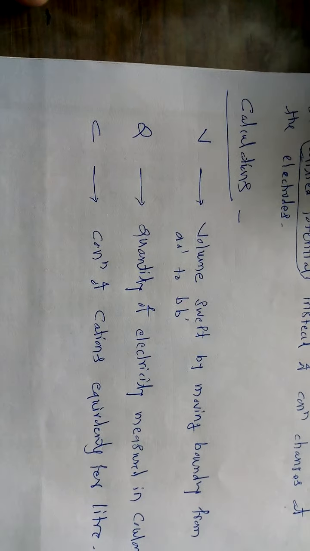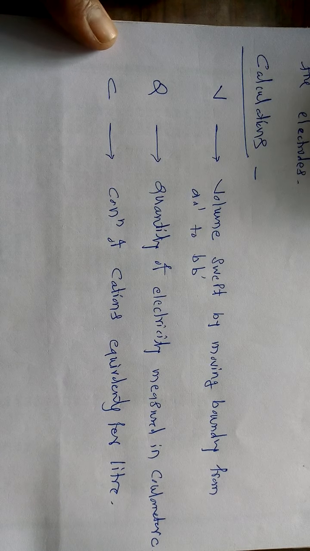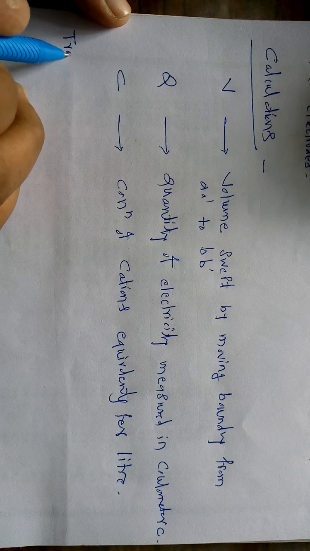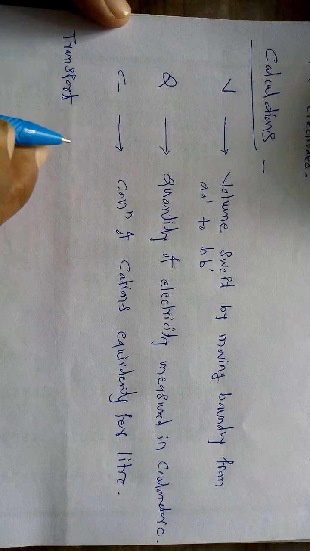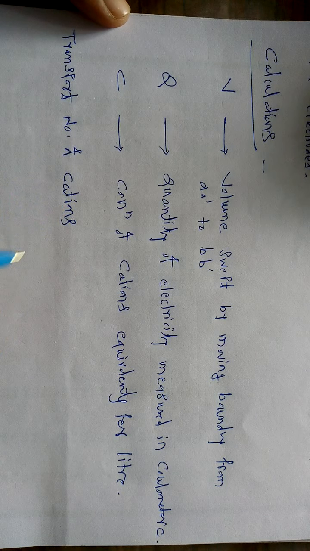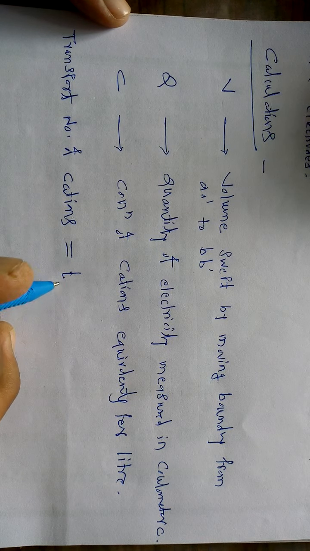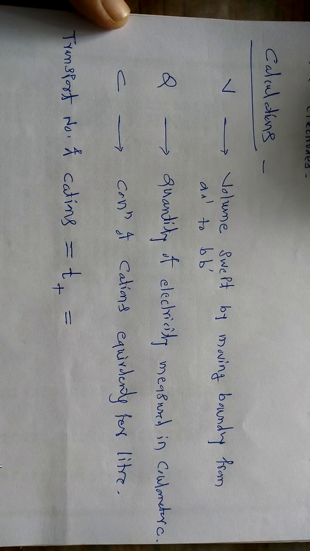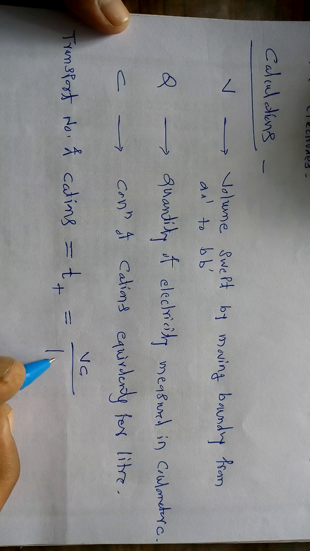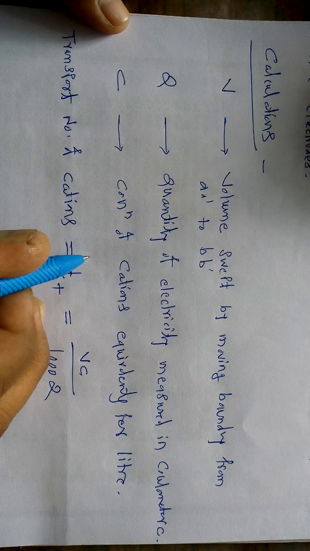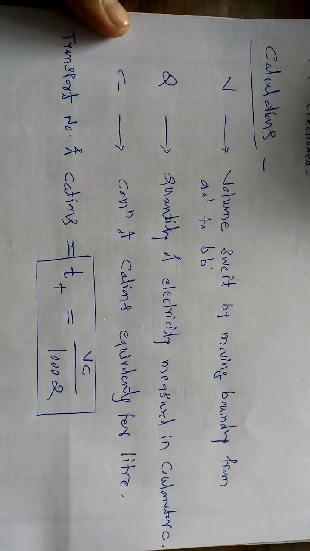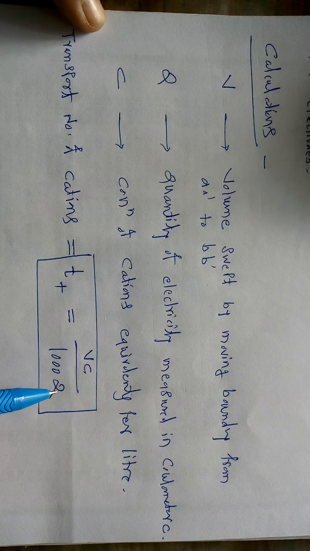By using these parameters, we first calculate the transport number of cations, which is T plus. This T plus is equal to V into C divided by 1000 into Q. This is the first equation, useful for calculating the transport number of the cations: T plus equals V into C divided by 1000 into Q.